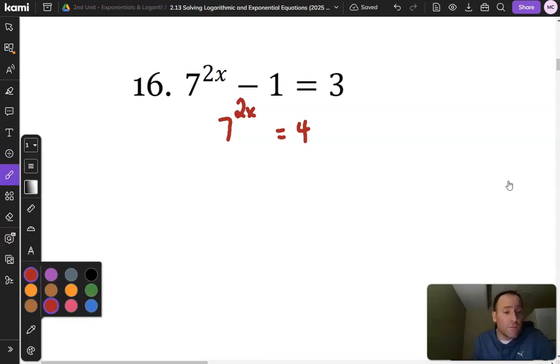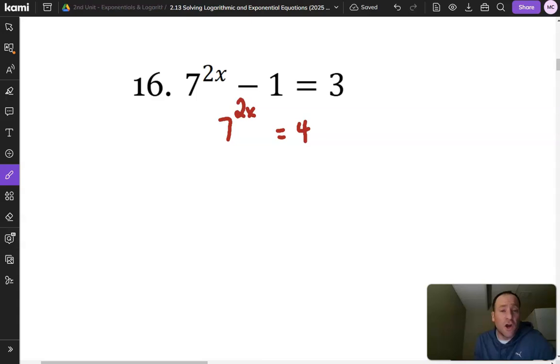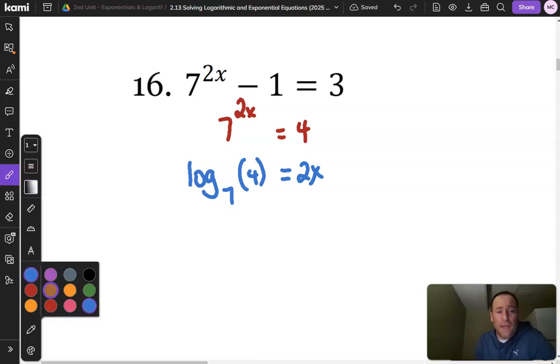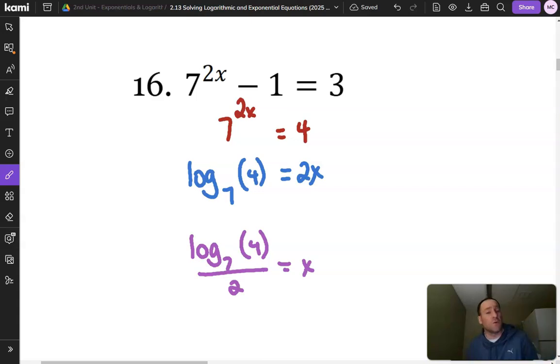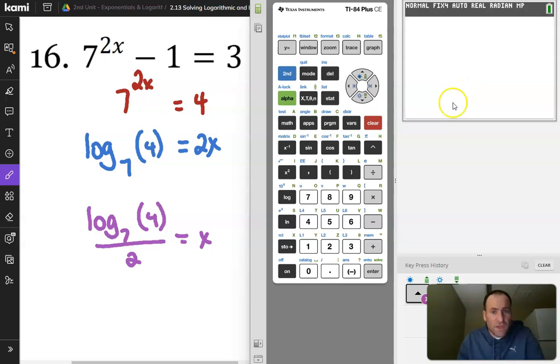Okay, and reminder, when we want to find the unknown exponent value or variables in the exponent, we need to convert that to log form. So log base 7, the thing that's raised to the power, of our argument 4 is going to equal our exponent. Okay, and now divide by 2, so we get log base 7 of 4, whatever that is, divided by 2, and that's going to equal x. That is our exact value. Might as well give you the approximate value.